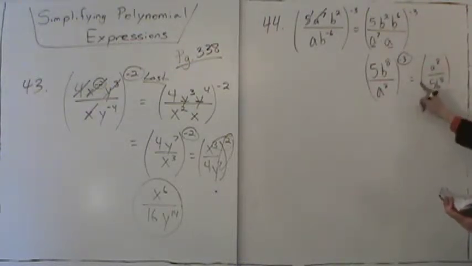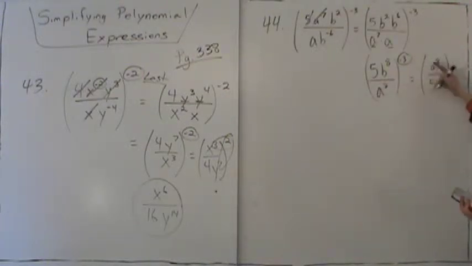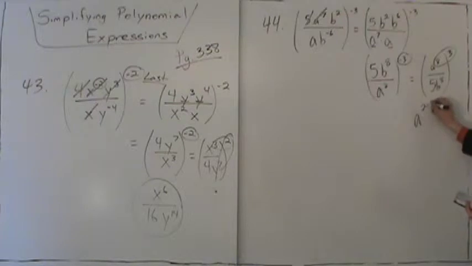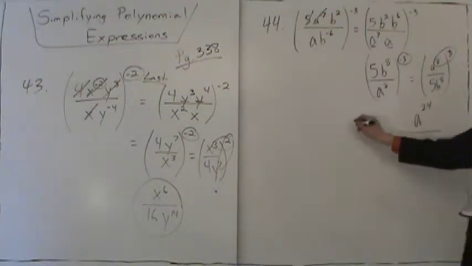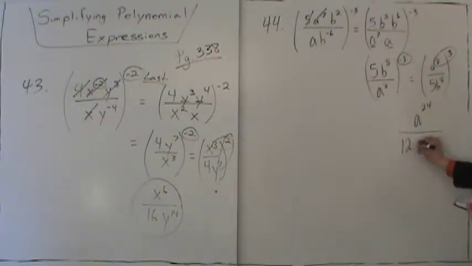Notice when we flip it, nothing changes. The a to the 8th moves to the top. The 5b to the 8th moves to the bottom. And the outer exponent becomes positive 3. Now we cube everything. Cube a to the 8th. When we have power of power, we multiply. We get a to the 24th. Cube the 5. This means 5 times 5 times 5, which is 5 times 5 is 25, times another 5 is 125. And then cube b to the 8th. We're multiplying the exponents, giving b to the 24th. And this is your final answer.